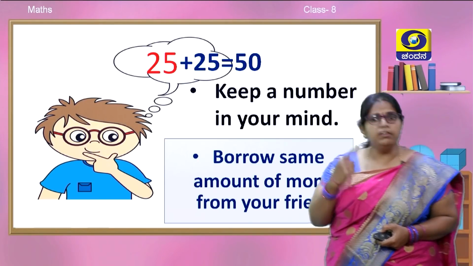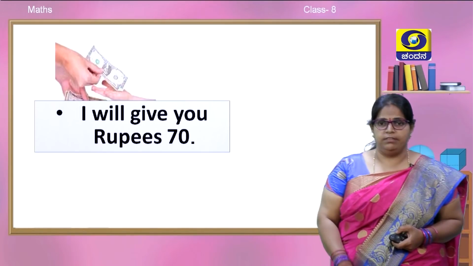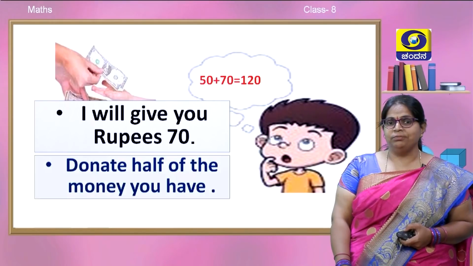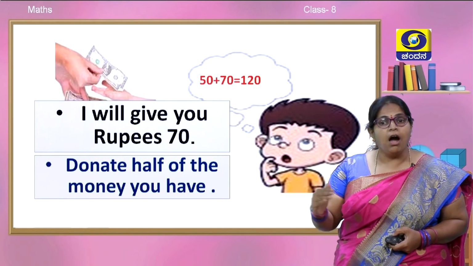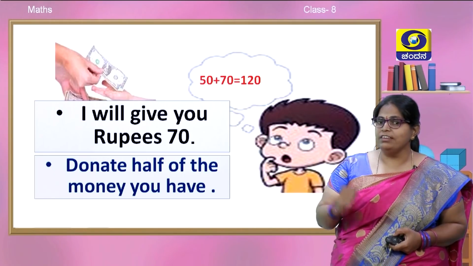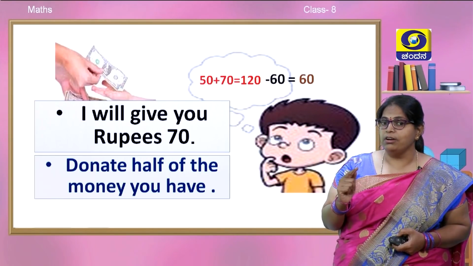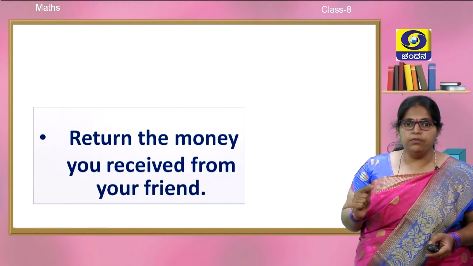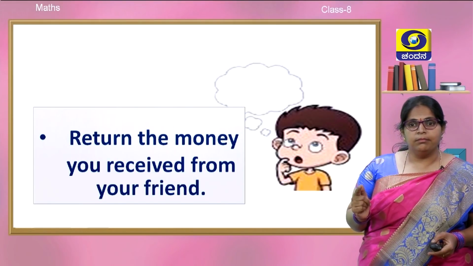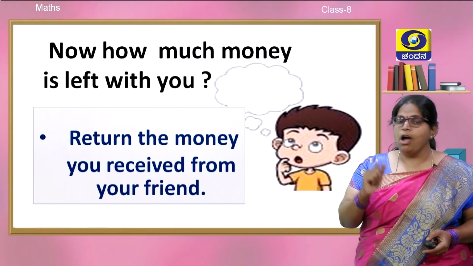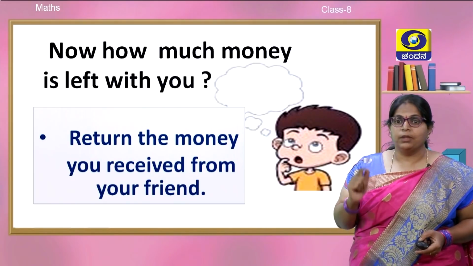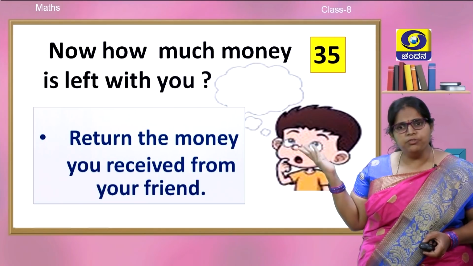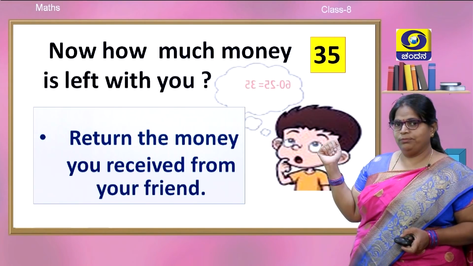Now, I will give you 70 rupees. How much it became? Find the total. Now, donate half of the money you have for charity. Find out how much you are left with. Now children, return the money you received from your friend. Now I will tell you how much money is left with you. It is rupees 35.